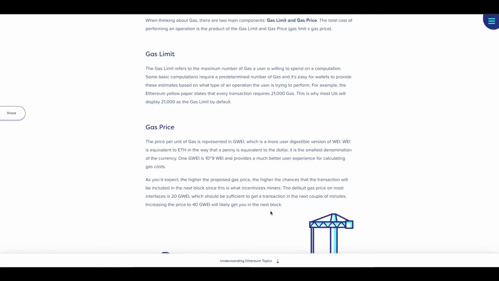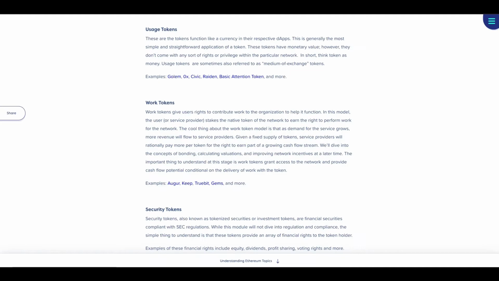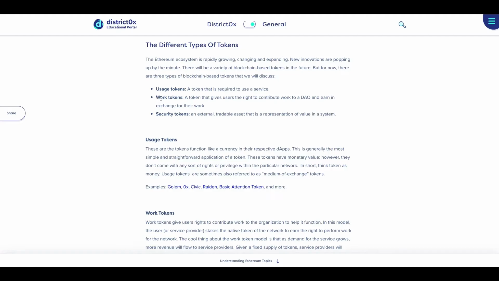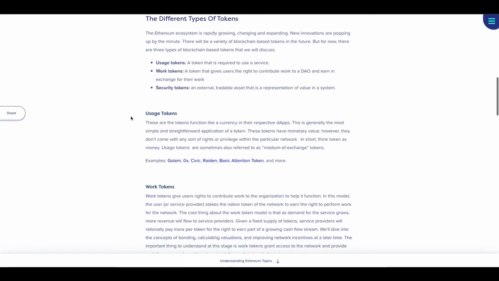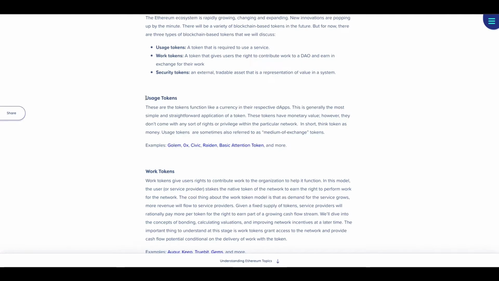Smart contracts in the Ethereum blockchain turn into something known as tokens: usage, work, and security. Usage is probably the most common one. Usage tokens are really just coins that hold value. There are examples such as BAT, Basic Attention Token, which is something I'll talk about in a later video, Raiden, Civic, and Golem.